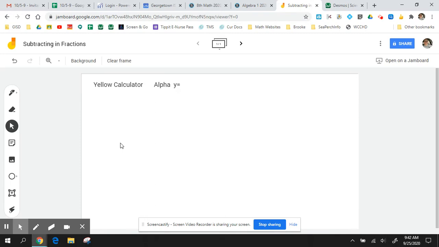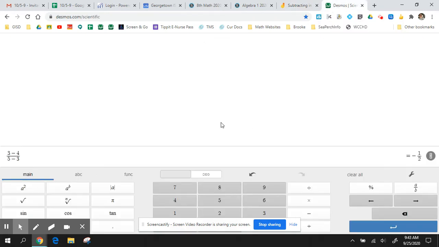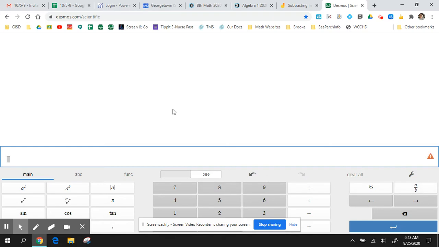If you're using a yellow calculator, it will give you the answer as a fraction, if it turns out as a fraction. So this is our first example: negative 2 plus 4 over 7 plus 10. I'm going to show you with Desmos, but you can use a regular calculator as well. So I'm going to clear, and I'm going to make sure I hit that A over B.